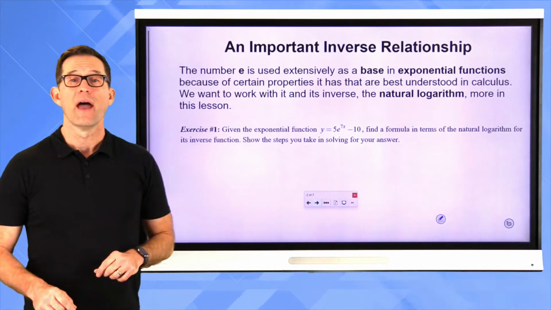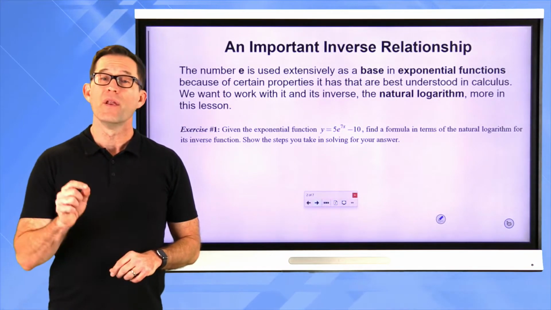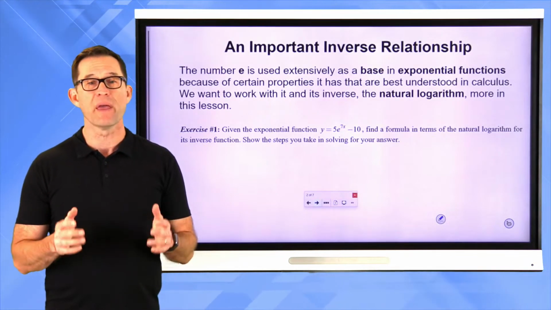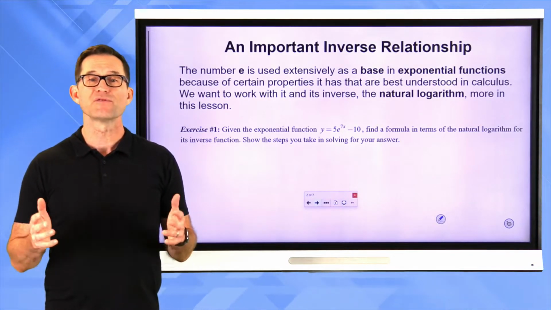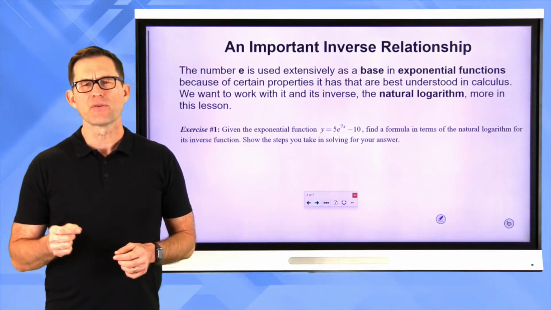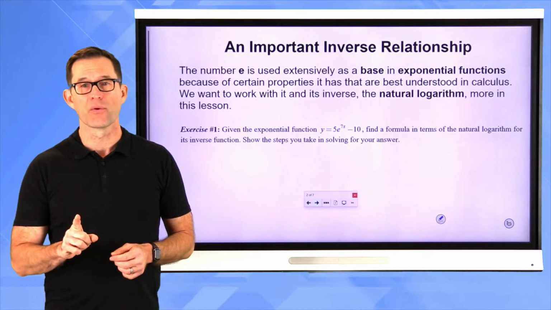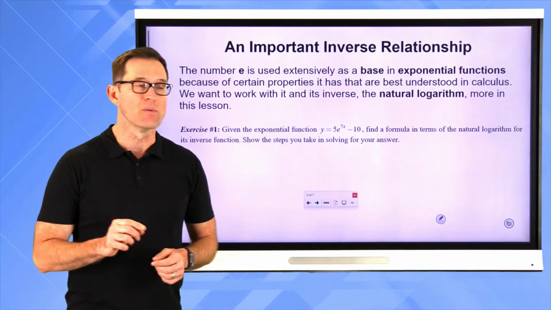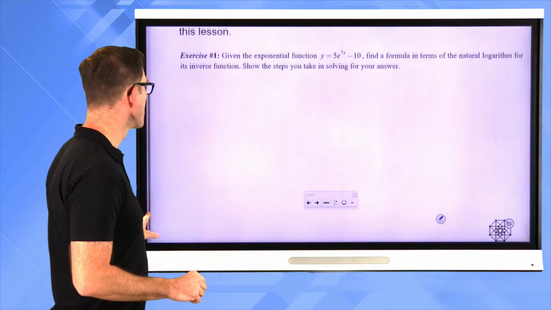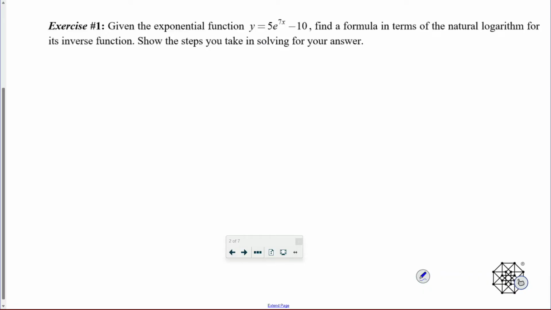Here we go. An important inverse relationship. The number e is used extensively as a base in exponential functions because of certain properties that it has that are best understood in calculus. We want to work with it and its inverse, the natural logarithm, more in this lesson. So let's take a look at exercise number 1. Given the exponential function y equals 5 times e to the 7x minus 10, find a formula in terms of the natural logarithm for its inverse function. Show the steps you take in solving for your answer.